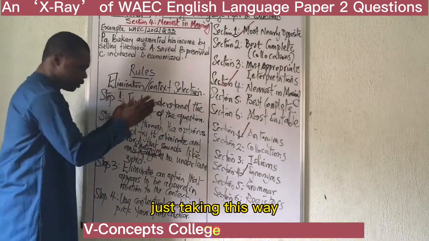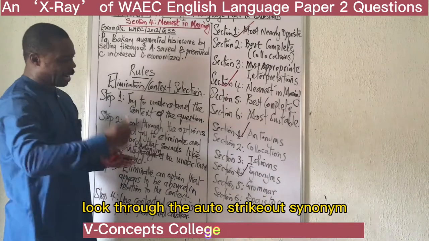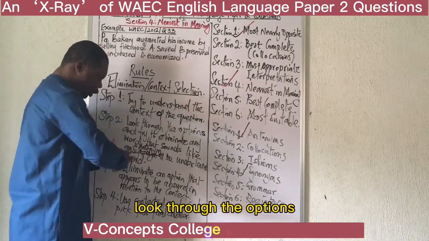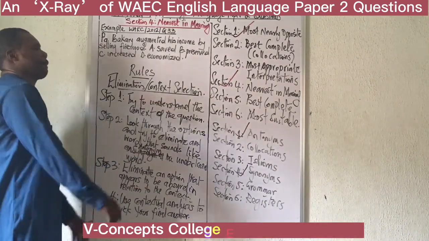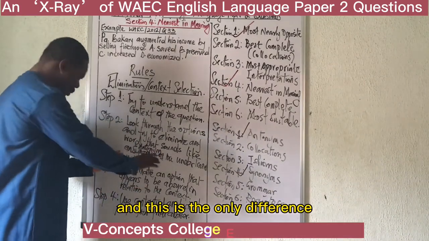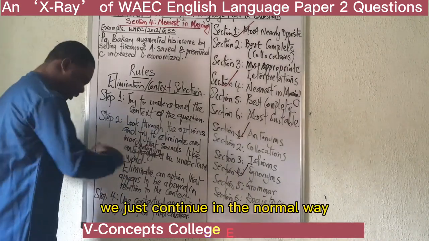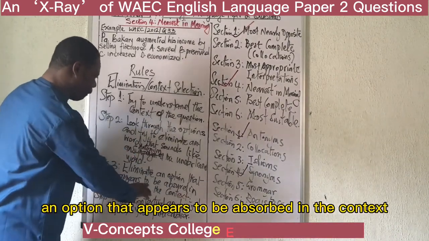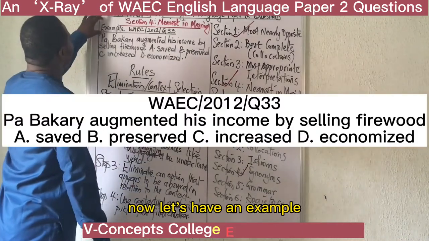When you are considering antonym, look through the options, strike out synonym. When you are considering synonyms, look through the options and strike out what? Antonym. So that's just it. And this is the only difference between the two operations. Then step three, we just continue in the normal way: eliminate an option that appears to be absurd in relation to the context. Now let's have an example.